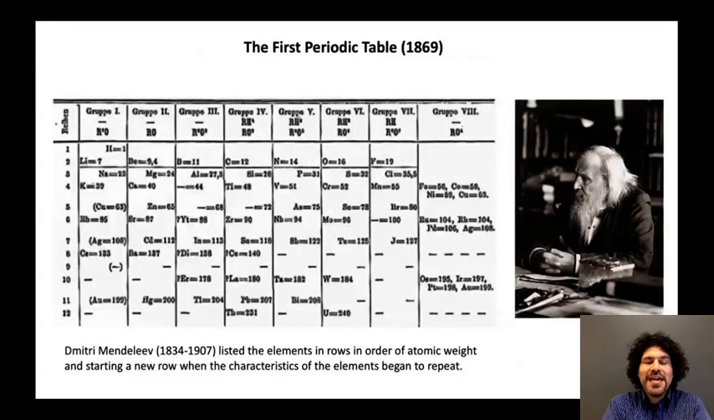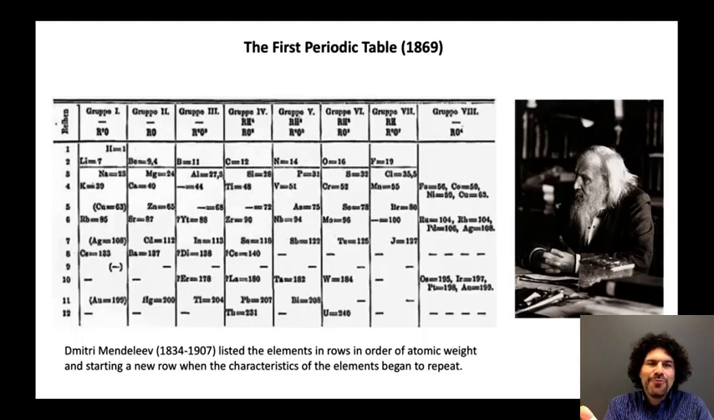This is another periodic table that you may not have seen, and this is actually the first periodic table that was published. So the chemist who takes credit for developing the periodic table, or at least the earliest version of it, was a Russian chemist named Dmitry Mendeleev, who lived from 1834 to 1907. And he published the first periodic table in 1869. And what he did is he listed the elements in rows in order of increasing atomic weight. And he would start a new row when the characteristics of the elements began to repeat.